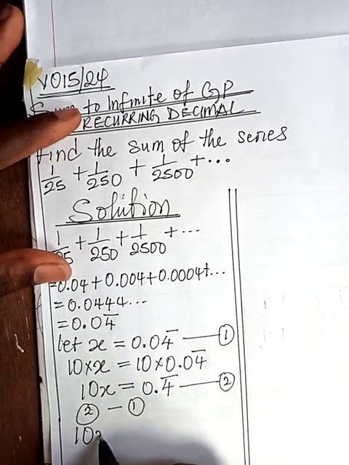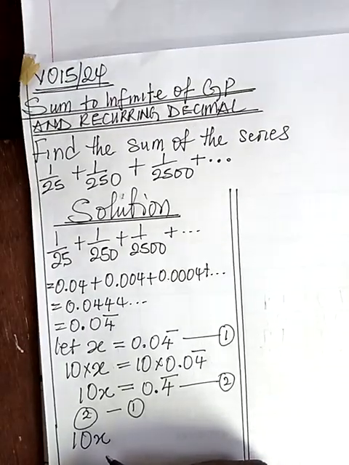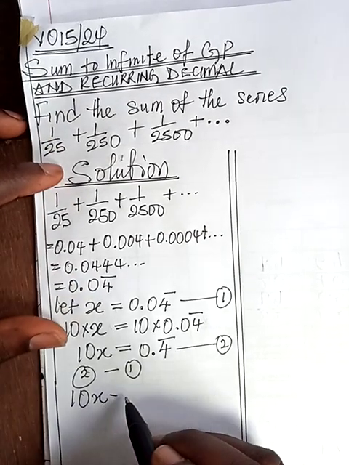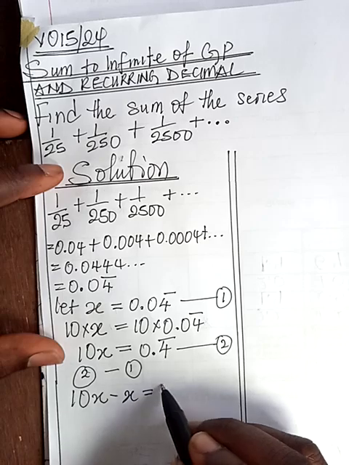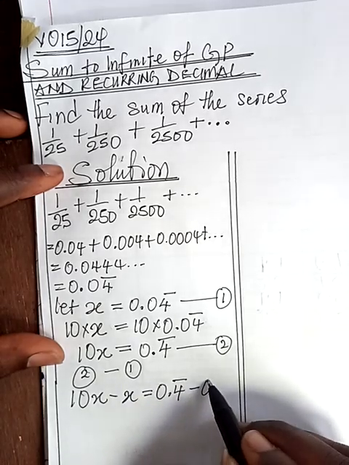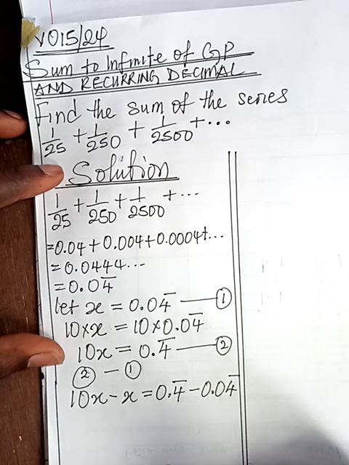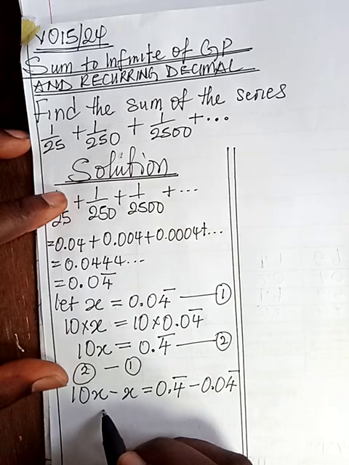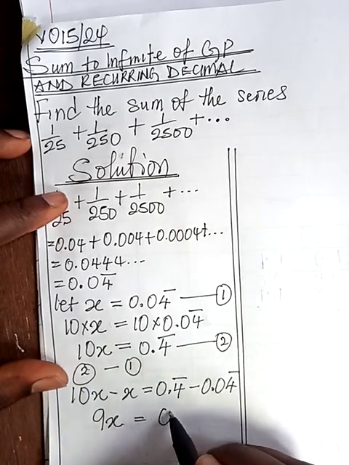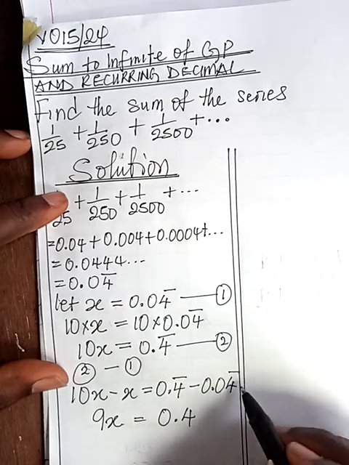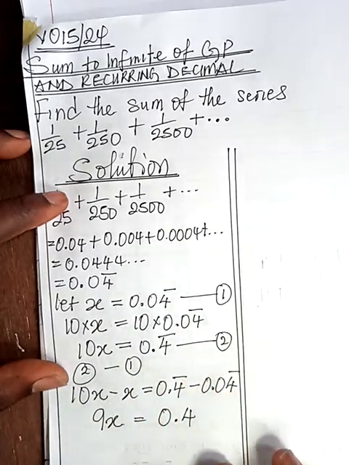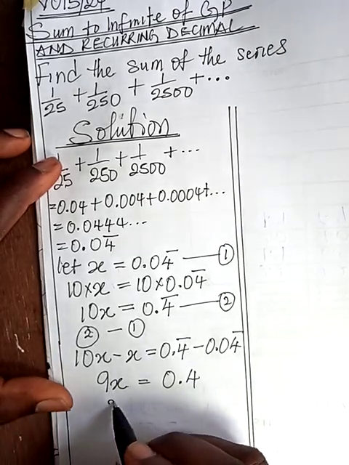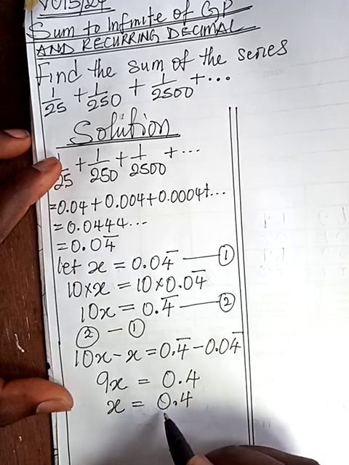So this will be 10x minus x is equal to 0.4 recurring minus 0.04 recurring. Now when you subtract this, you're going to have 9x is equal to 0.4. The recurring part from this subtraction will cancel out. Now divide both sides by 9, you have that x is equal to 0.4 over 9.